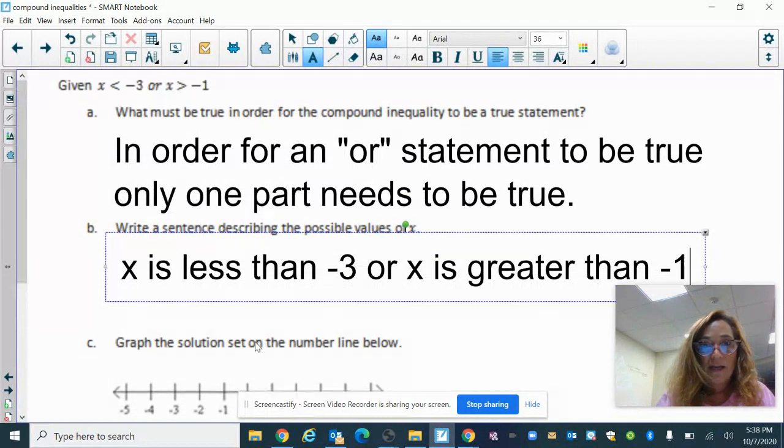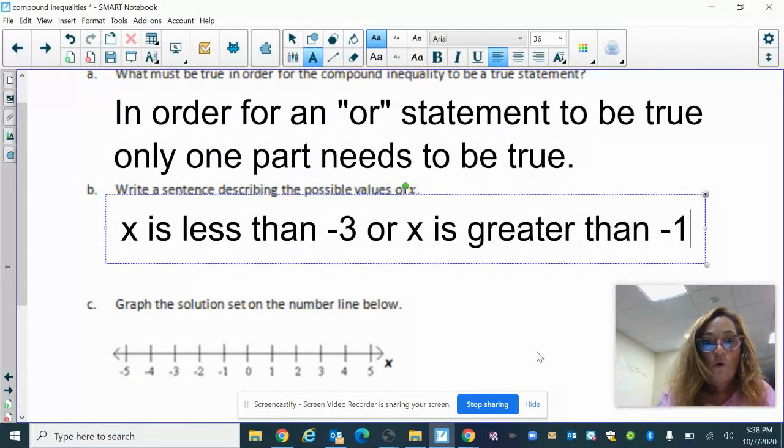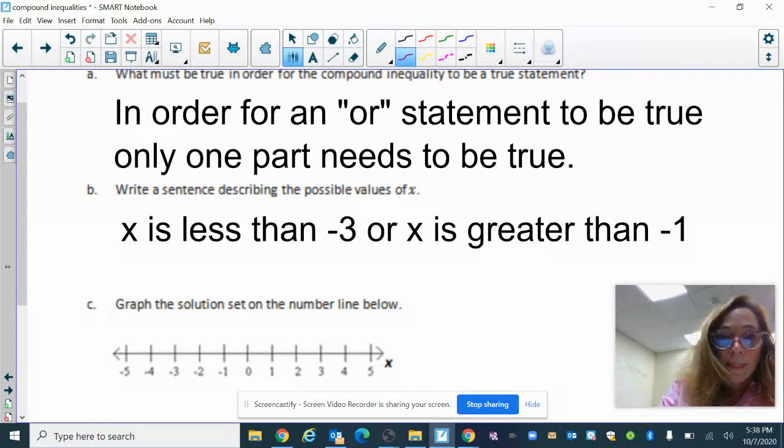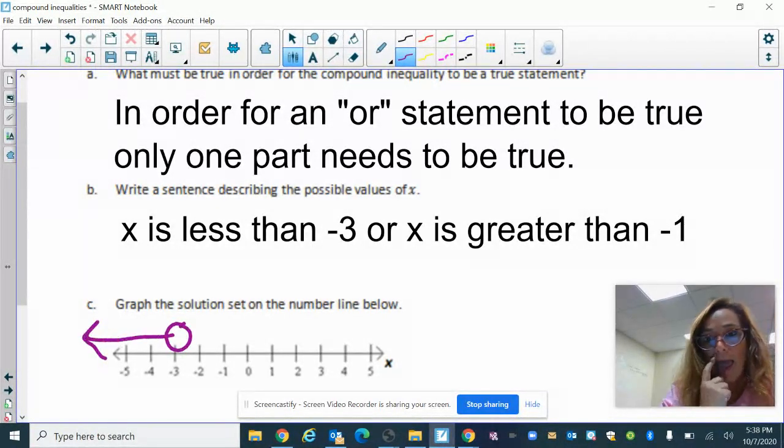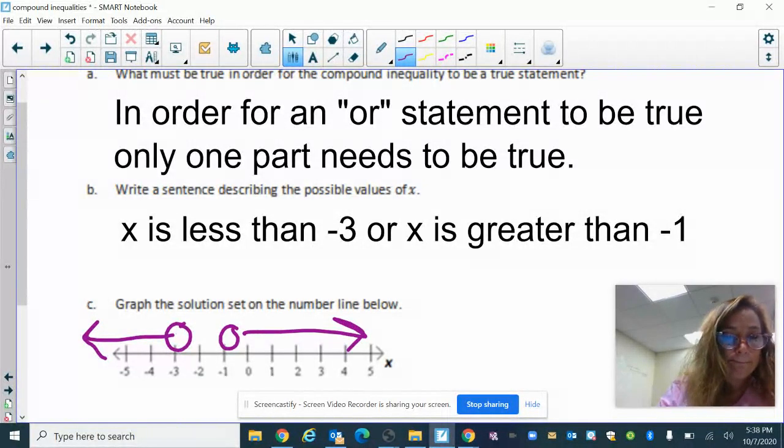Graph the solution set on the number line below. Okay, so I'm making an open circle. Got to get my finger going again. Here we go. An open circle at -3, and it's less than. And then an open circle at -1, and it's greater than.